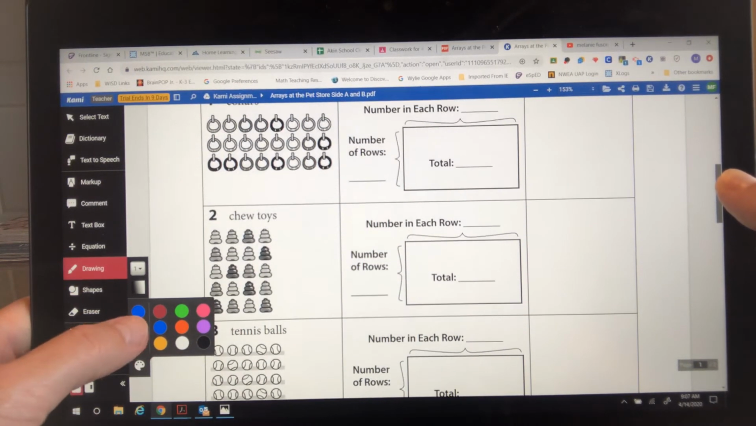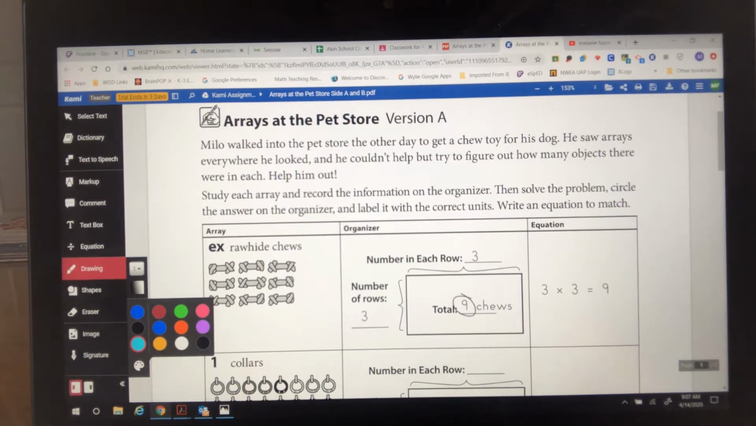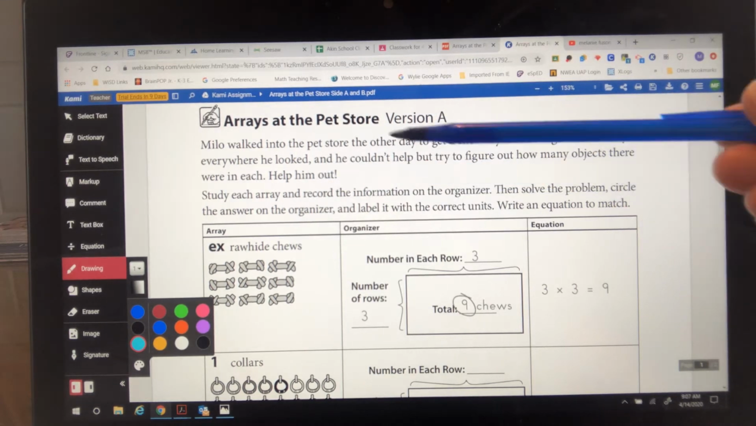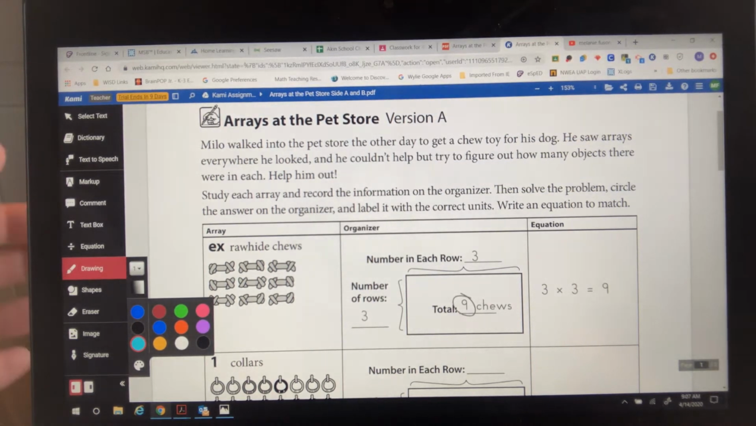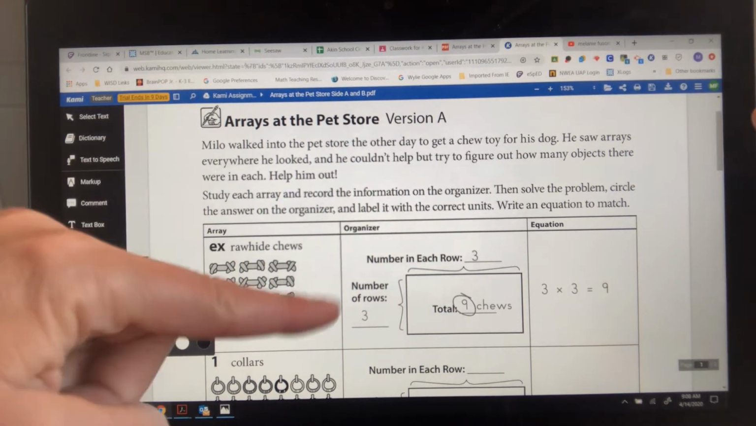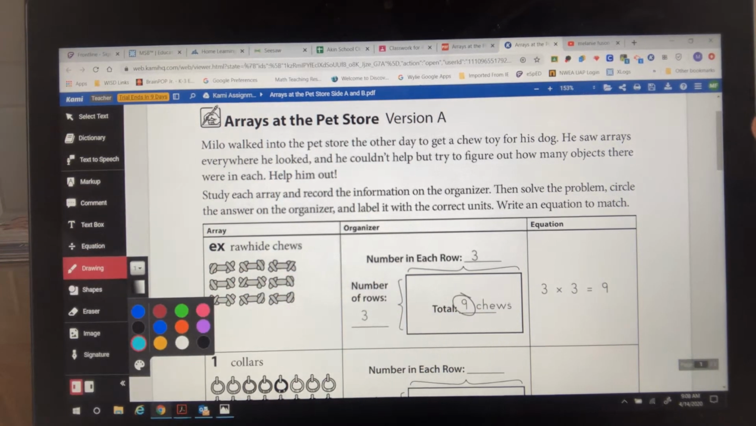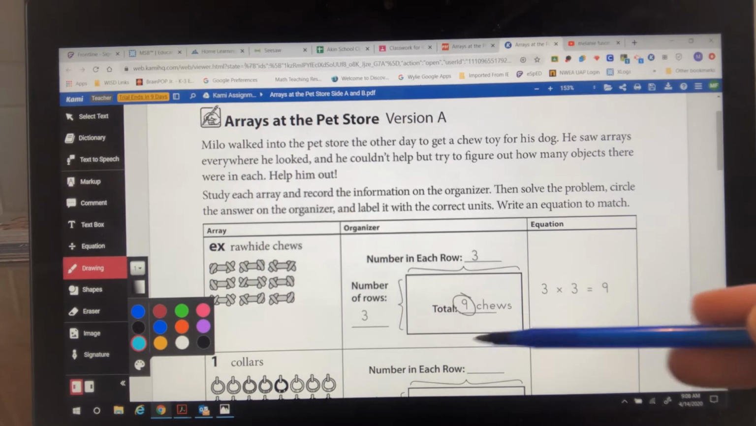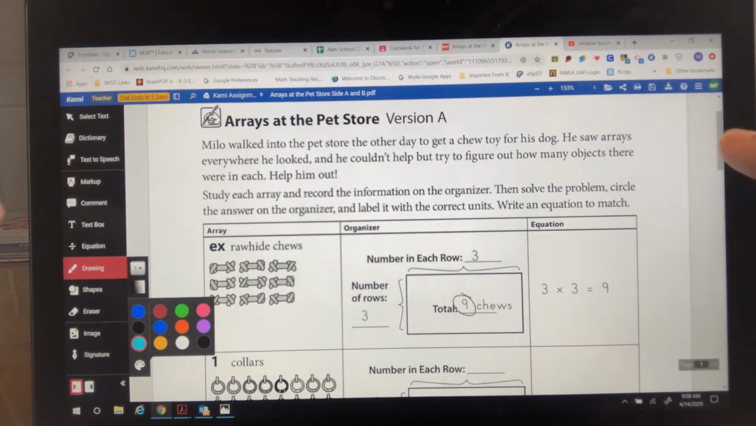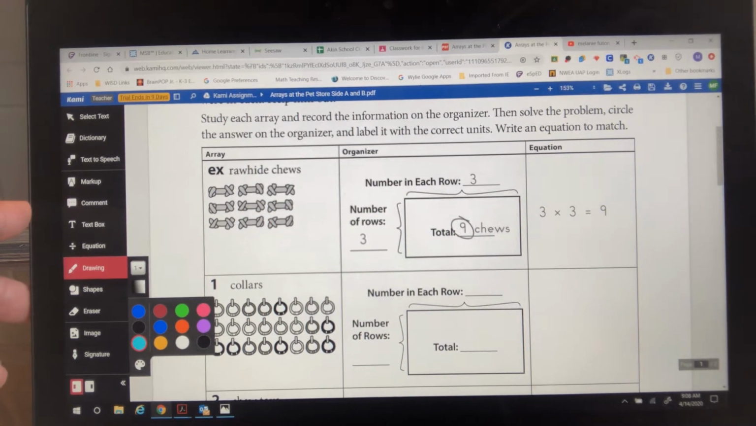Let's go through and let's start the assignment. So it says Milo walked into the pet store the other day to get a chew toy for his dog. He saw arrays everywhere he looked, and he couldn't help but try to figure out how many objects there were in each. Help him out. So you're going to study the array, and you're going to record the information on your organizer and then solve the problem, circling the answer on the organizer and labeling it with the correct units. And it says write an equation to match. So your equation will come out here.